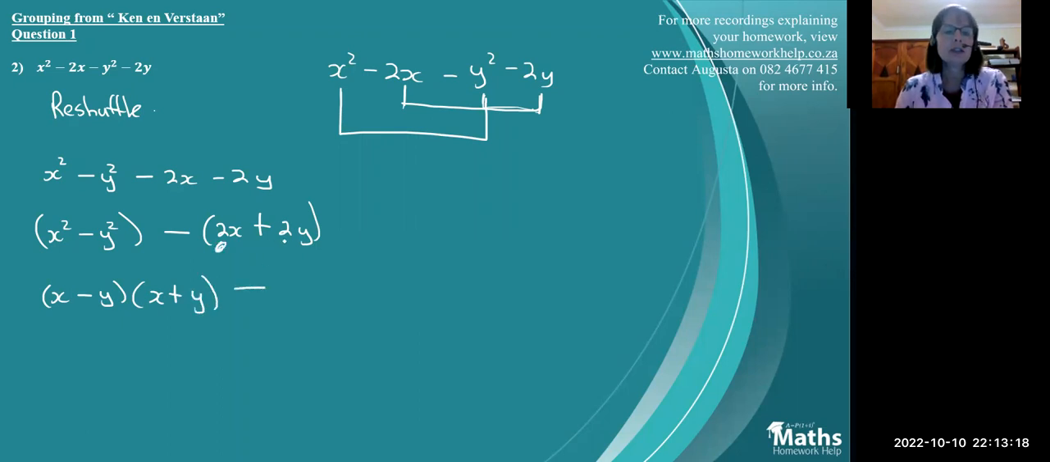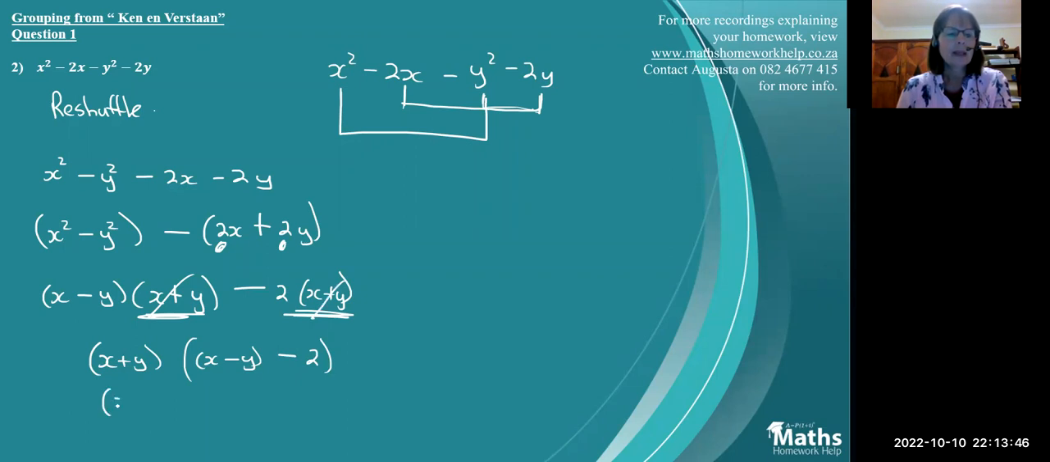Yeah, we can take out a 2 that's common. So x plus y will remain. And voila, we sit with a common bracket. So we take out the x plus y, and everything that remains, you're now going to put in the big bracket. So x minus y will remain. If I take that out, minus 2. I take that out. And then you just tidy up the bracket. You get rid of those small brackets, x minus y minus 2.